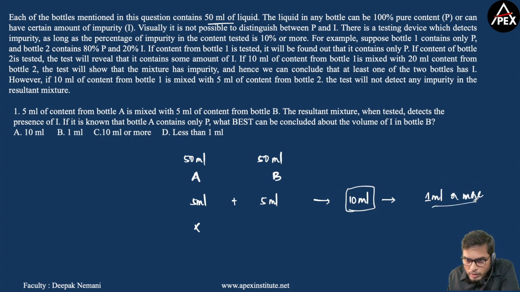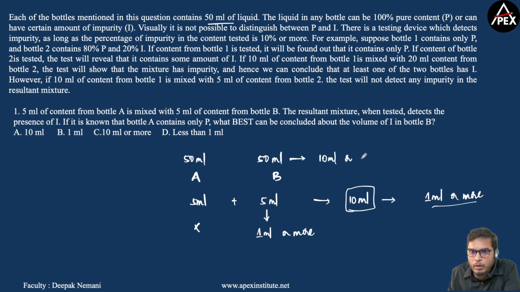And all these impurities should be from the liquid in bottle B. So this 5 ml contains impurities of 1 ml or more. Now if 5 ml of liquid contains impurities of 1 ml or more, then 50 ml of this liquid will contain impurities of 10 ml or more. So the answer for this question should be option C.